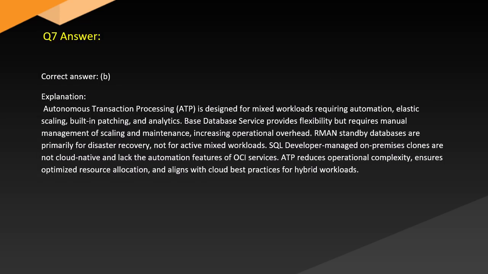Answer. Correct answer: B. Explanation. Autonomous transaction processing app is designed for mixed workloads requiring automation, elastic scaling, built-in patching, and analytics. Base database service provides flexibility but requires manual management of scaling and maintenance, increasing operational overhead.